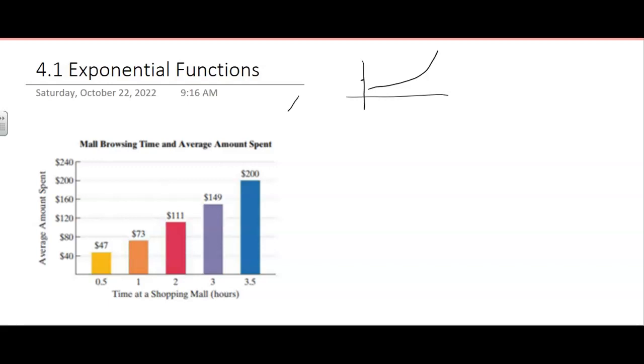So there's a graph here of mall browsing time and average amount spent. The idea is, the longer you're at the mall, the more money you're going to spend, and they find that there's an exponential relationship here. Here's somebody spending a half hour, they're spending $47, but when they're 3.5 hours at the mall, they're spending like $200.